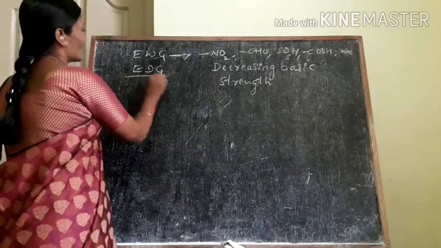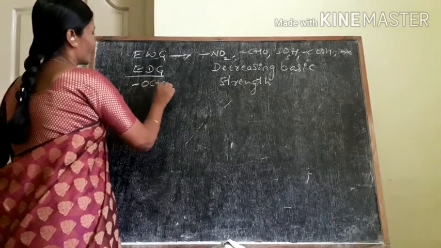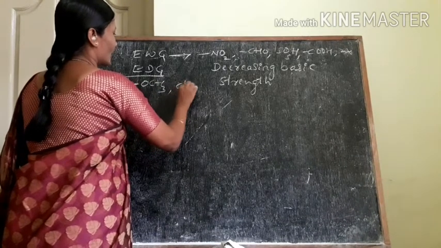Electron donating groups are said to be OCH3 methoxy or alkyl groups. Generally you can take alkyl groups.